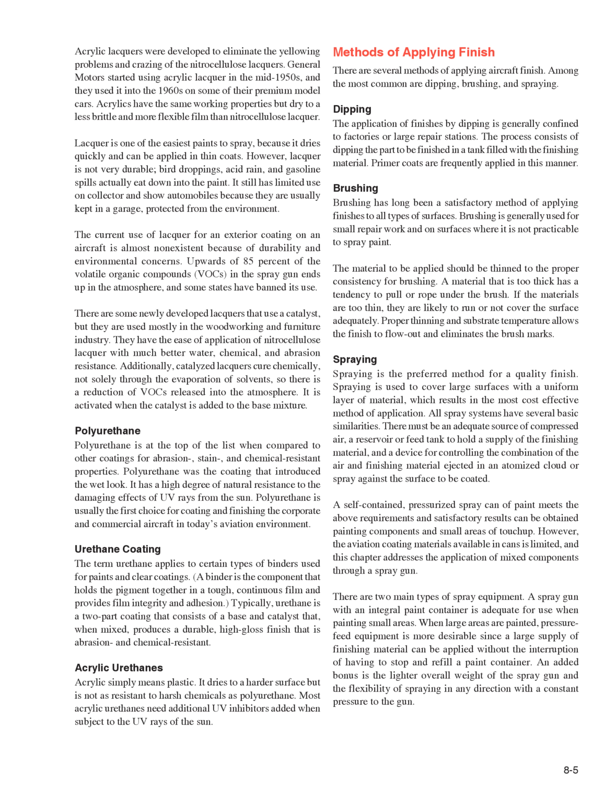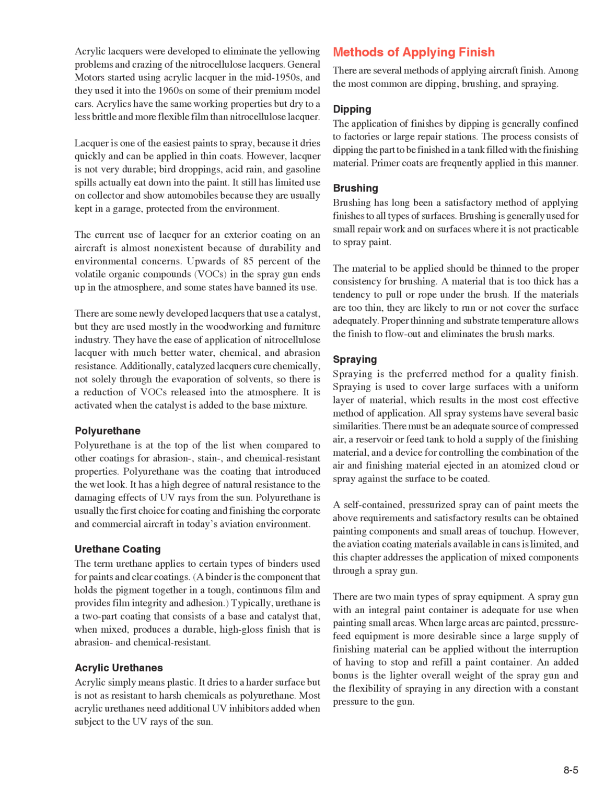Spraying. Spraying is the preferred method for a quality finish. Spraying is used to cover large surfaces with a uniform layer of material, which results in the most cost-effective method of application. All spray systems have several basic similarities. There must be an adequate source of compressed air, a reservoir or feed tank to hold a supply of the finishing material, and a device for controlling the combination of the air and finishing material ejected in an atomized cloud or spray against the surface to be coated.